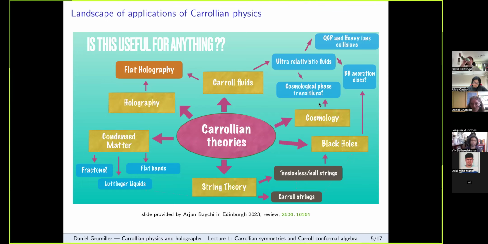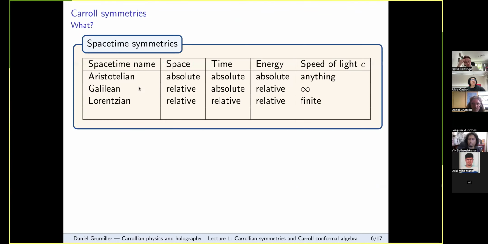So there are lots of possible applications of Carroll symmetries. Not all of them are equally useful, so not all Carroll symmetries are of equal prominence. But in flat space holography, I think you just cannot avoid them because they are equivalent to the BMS symmetries, and they seem to be of big relevance for understanding asymptotically flat spacetimes.